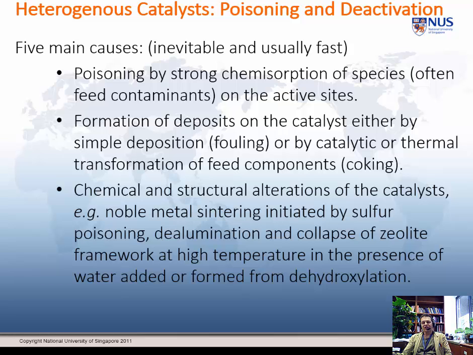Chemical and structural alterations of the catalyst. So typically when you have poisoning or impurities adsorbed, that allows or can allow different reactions, particularly reactions to do with the catalyst structure per se. So noble metal sintering by sulfur poisoning, for instance, dealuminization, collapse of zeolite structures, and so on and so forth.